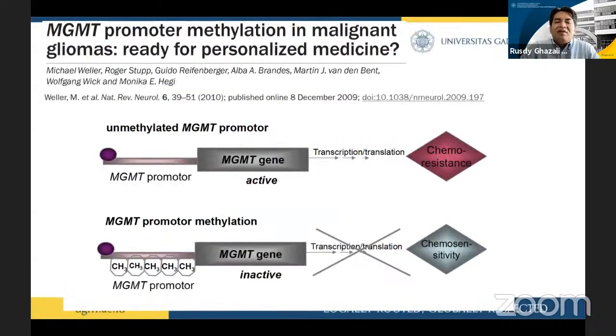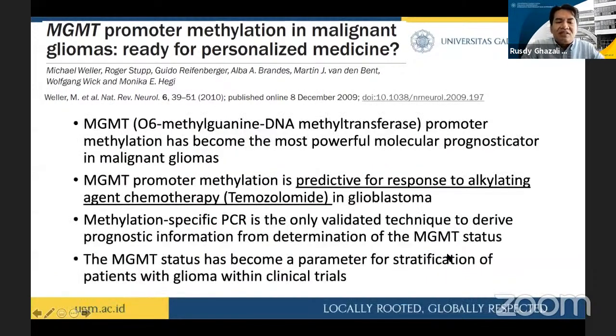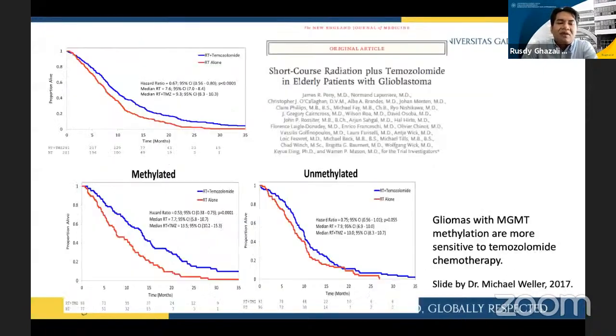So the simpler picture will be like this. If the MGMT gene is active because of an unmethylated MGMT promoter, the patients will be chemoresistant. If the MGMT gene is inactive because of methylation of the MGMT promoter, the patients will be chemosensitive. So this is a very important prognostic factor, a predictive factor in treatment with temozolomide in glioma, which is why this is mentioned as the most powerful molecular prognosticator in malignant gliomas and already included in the standard treatment.